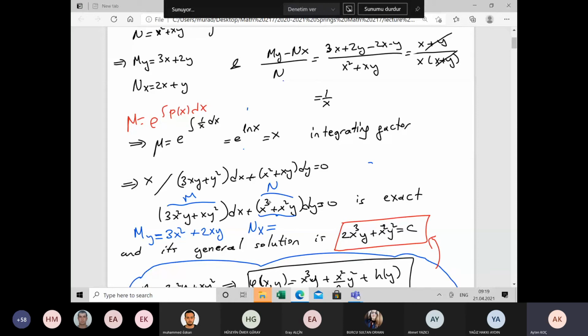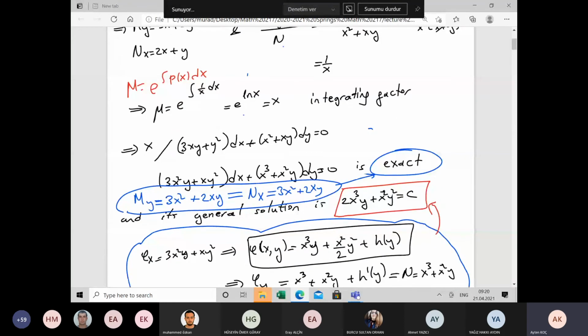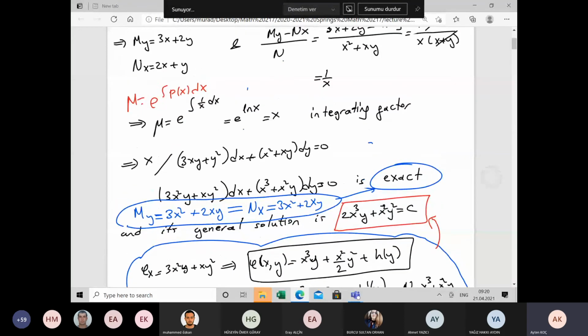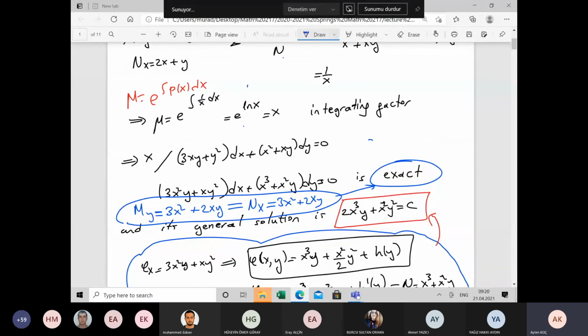Okay, and we know how to solve the exact equation. So how do we solve it? We know that the solution should be phi, where phi sub x is M, phi sub y is N, and we use phi sub x equals M.